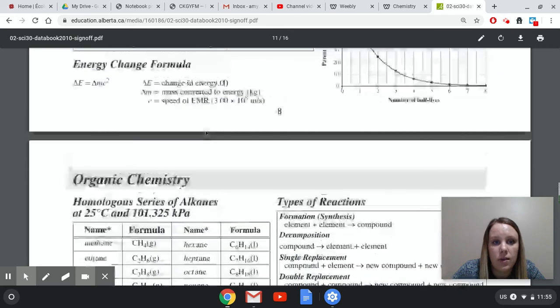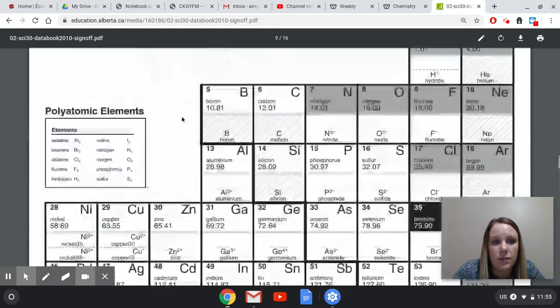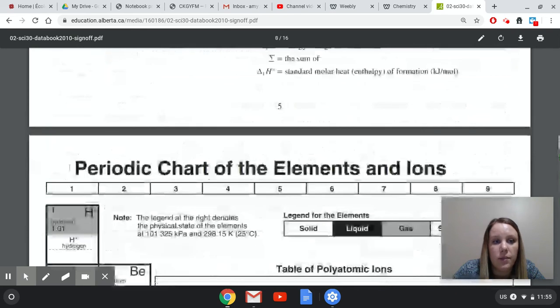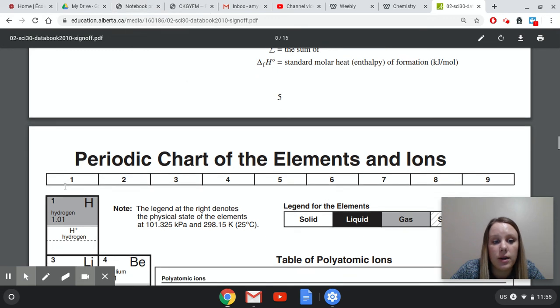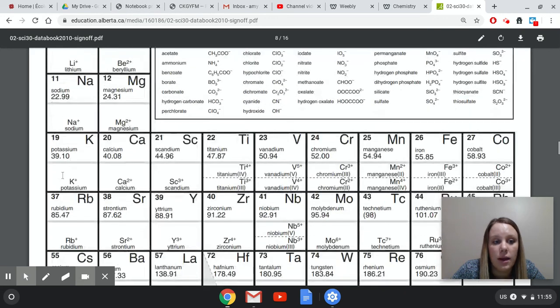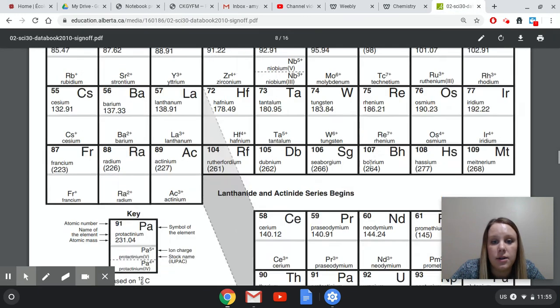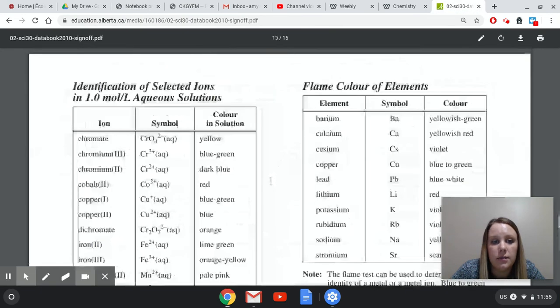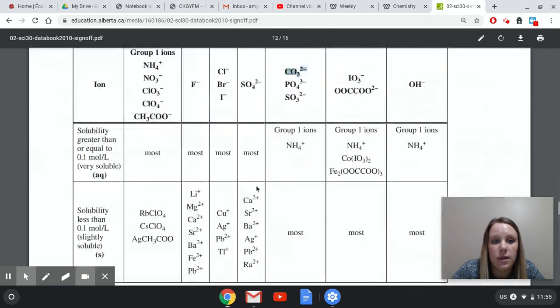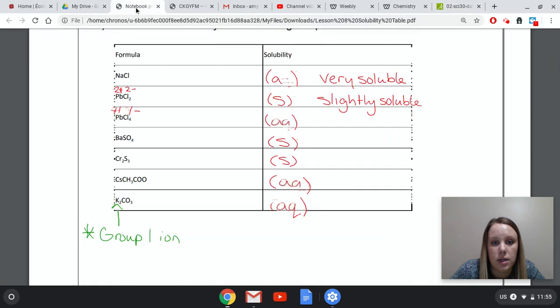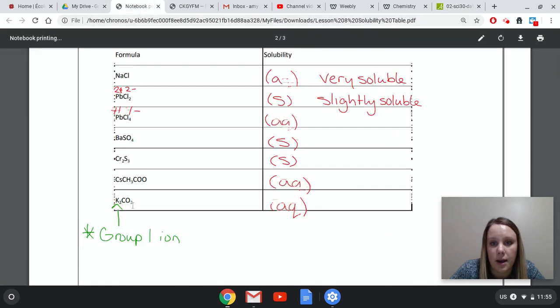Well, I need to know what a group is on the periodic table. Your groups are these numbers along the top. They're the columns. So if potassium falls in column 1, then I would write aqueous. If it doesn't, I'm going to write solid. So I look down column 1 and I do find potassium. Potassium is a group 1 ion, and our solubility table here is telling us that with CO3, a group 1 ion would form an aqueous solution. So I would write aqueous behind that.